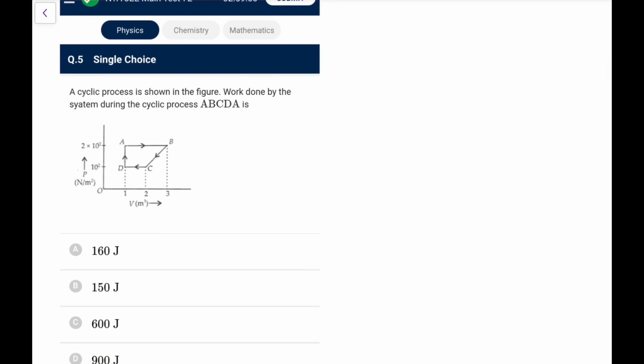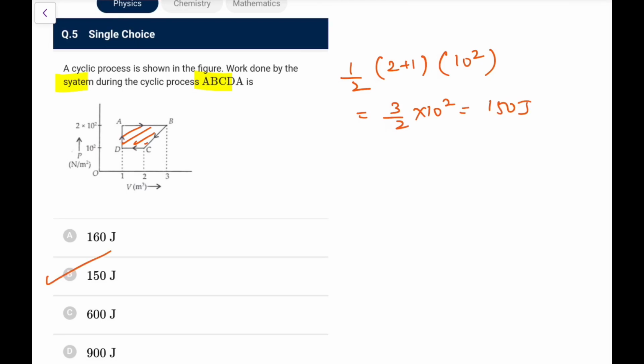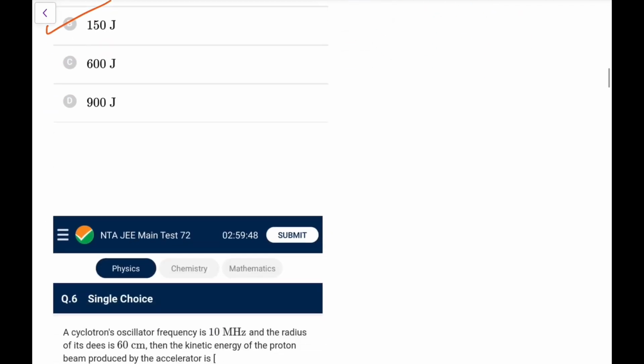Next, cyclic process is shown in the figure. Work done by the system during the cyclic process ABCDA is. So work done by the system would be simply the area, and it is clockwise, so it will be positive. And what is the area of the trapezium? That is half, parallel sides, this is 2 and this is 1, so 2 plus 1 into the gap, which is 10 to the power 2. So what you have, 3 by 2 into 10 to the power 2, 300 by 2, that is 150 joules. So simple area calculation, not a tough one. So this is the fifth one.